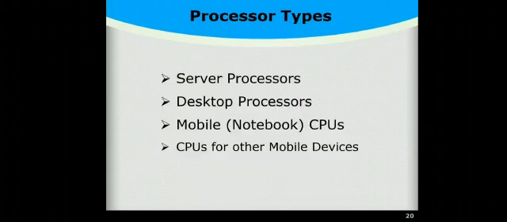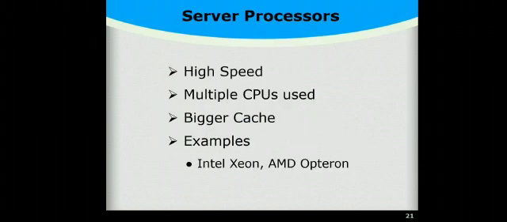Some processors are dedicated to perform particular work. For example, if we are dealing with a server, then server processors are used. A desktop will have a small-capability processor, which will work nicely. Mobile devices need small processors, not that heavy. Server processors are high speed, with multiple CPUs and bigger cache, and examples are Intel and AMD. These are high performance processors.